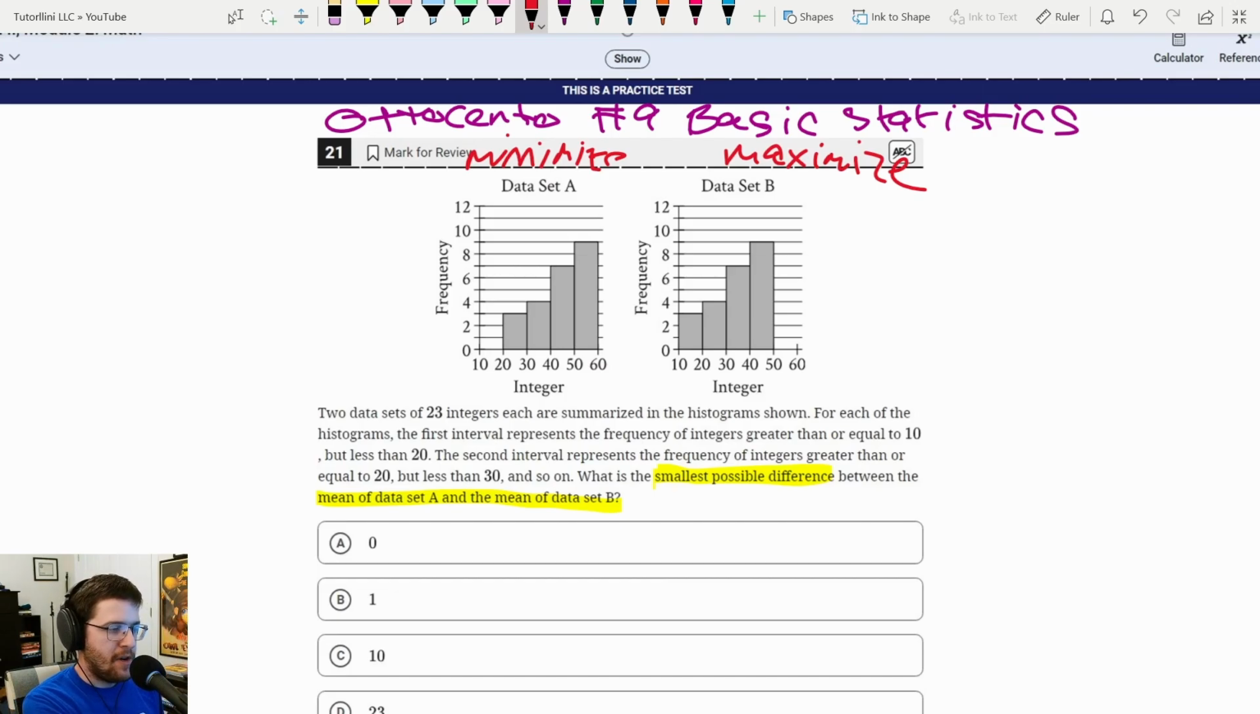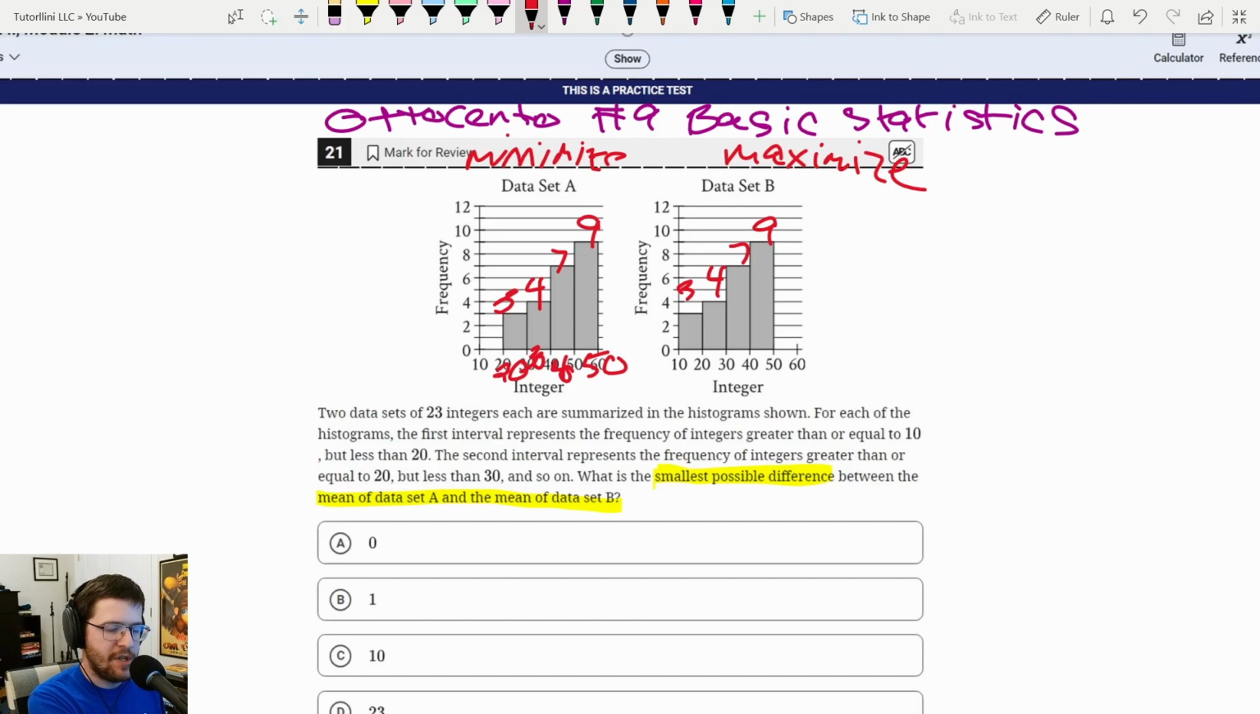So I'm going to find the smallest integer in each of these bins. So include the left, exclude the right. So the first one is 20. The next one is 30. The next one is 40. And the smallest in the next box is 50. And the frequencies are 3, 4, 7, 9.